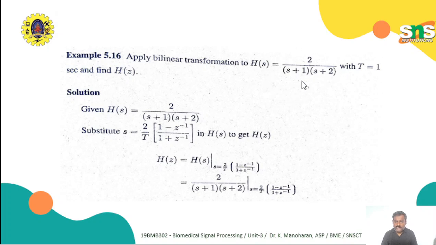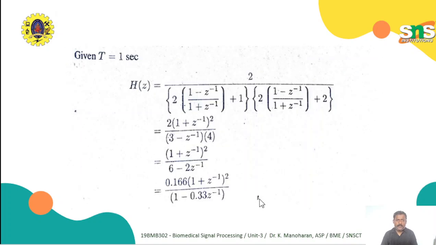In this function, we have s plus 1 and s plus 2. These s should be replaced by 2 by T into 1 minus z inverse divided by 1 plus z inverse. So H of z equals H of s, where s is replaced by 2 by T into 1 minus z inverse divided by 1 plus z inverse. We take 2 divided by s plus 1 into s plus 2, where s equals this. Now I am going to substitute it.